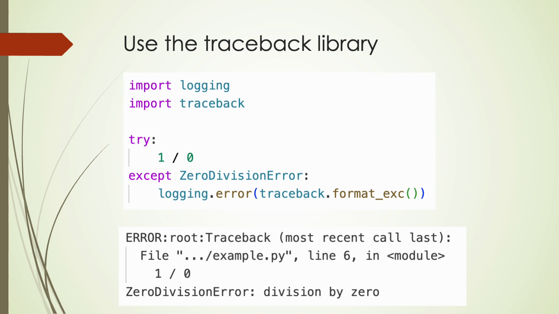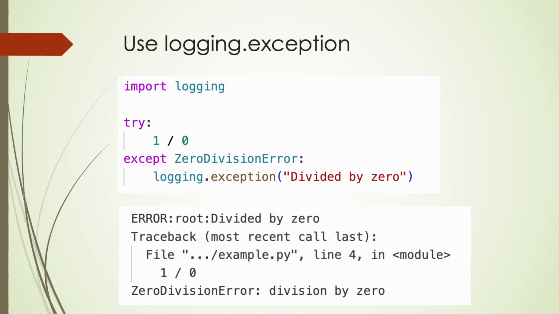To log the traceback, which shows where in the code the error occurred, we can use the traceback library, which can format the exception and give a readable traceback report. Actually, we can get the same traceback using logging.exception and don't need to import the traceback library, which can make our code simpler. This is the recommended way to log tracebacks in Python.